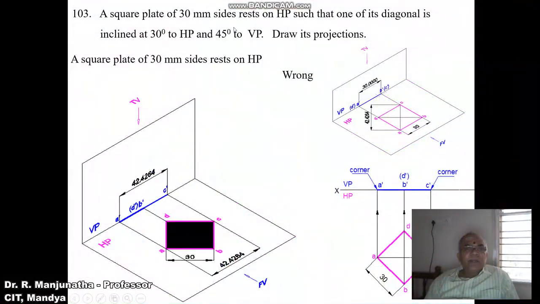A square plate of 30 mm side rests on HP such that one of its diagonals is inclined at 30 degrees to HP and 45 degrees to VP. Draw its projections. So how to start with the given problem?